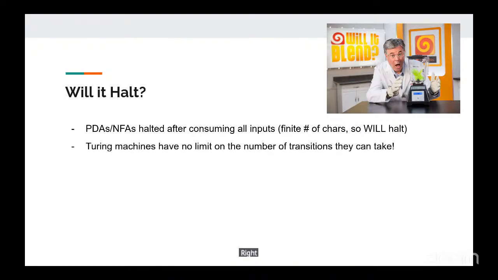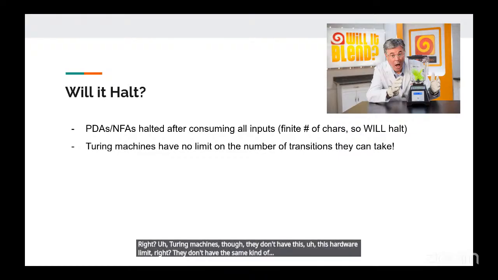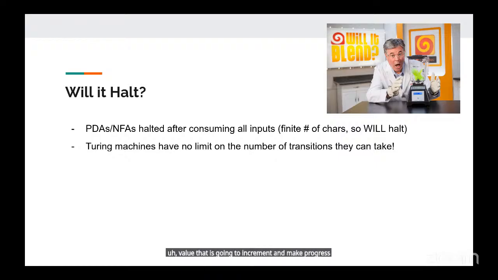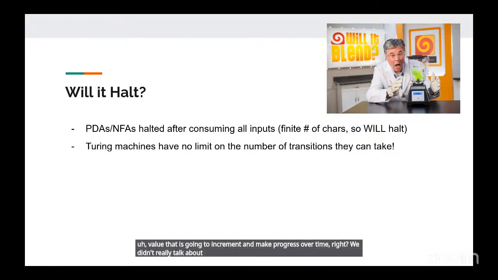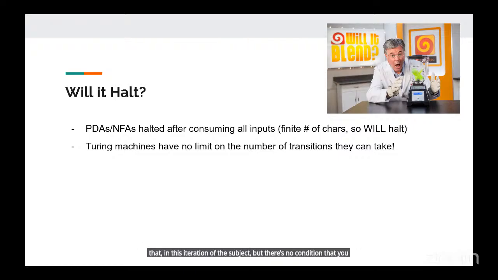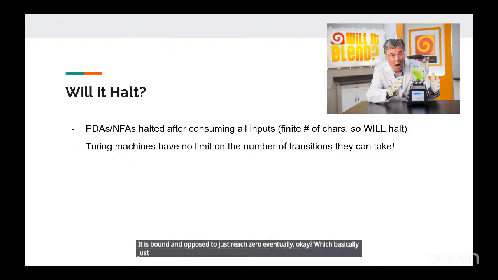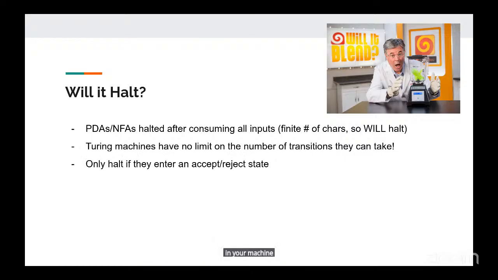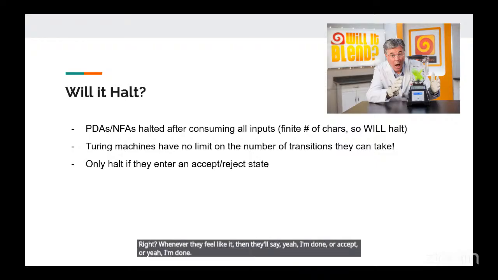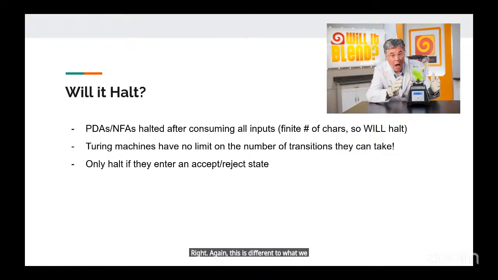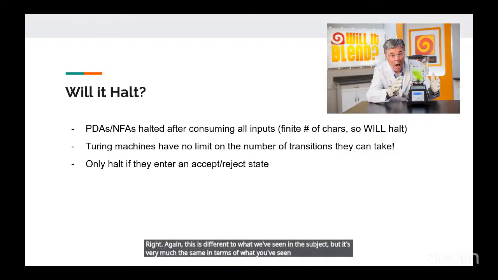Turing machines, though, don't have this hard limit. They don't have the same kind of value that is going to increment and make progress over time. We didn't really talk about that in this iteration of the subject, but there's no condition that you can place such that every step the Turing machine makes is bounded, and it's going to reach zero eventually. Which basically just means that you can write an infinite loop in your machine. They halt when they want to halt. Whenever they feel like it, they'll say, I'm done and accept, or I'm done and reject. Again, this is different to what we've seen in the subject, but it's very much the same as everything prior to the subject.